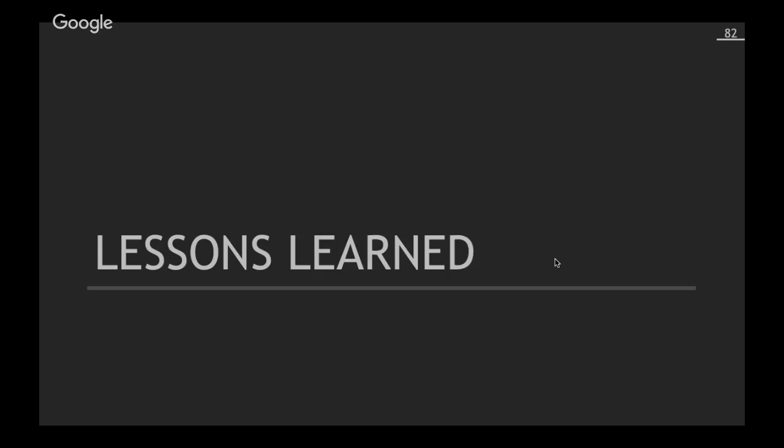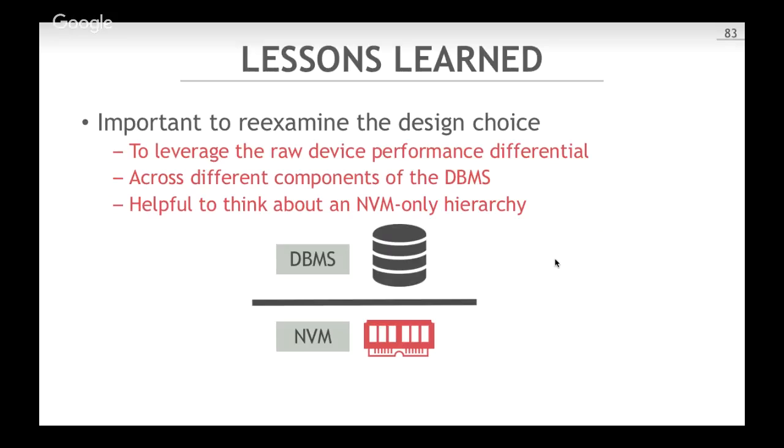All right, so now to finish up, I want to discuss at a high level some of the lessons that we've learned at Carnegie Mellon in the process of building our own database system for non-volatile memory. We touched on a bunch of these different points as we went along during the tutorial, but I just want to highlight them again.